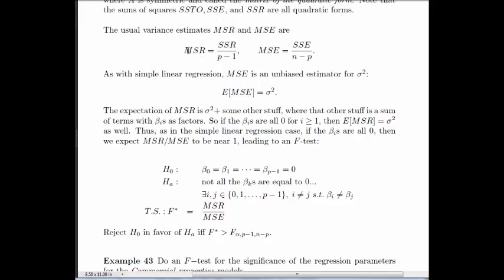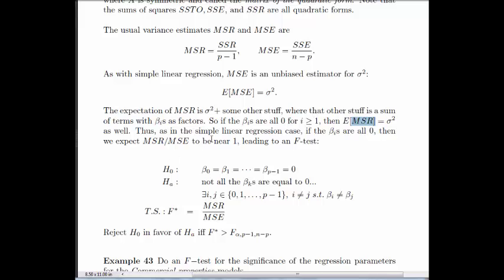It turns out, however, that the expected value of MSR is sigma squared plus some other stuff, which is positive. You can find it in your textbook, but it's a sum of a bunch of terms with all these betas in there as factors. If all those betas are 0, then all that other stuff goes away, and the mean is exactly sigma squared, so MSR is an unbiased estimator.